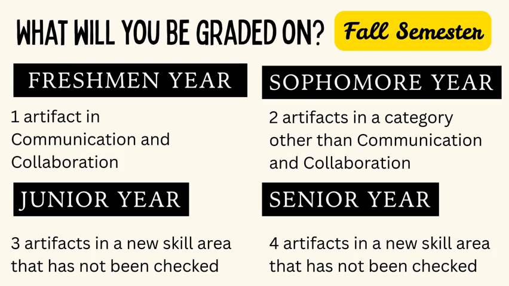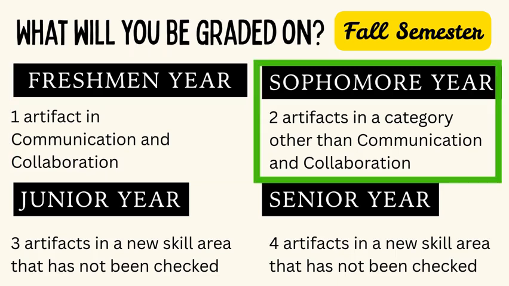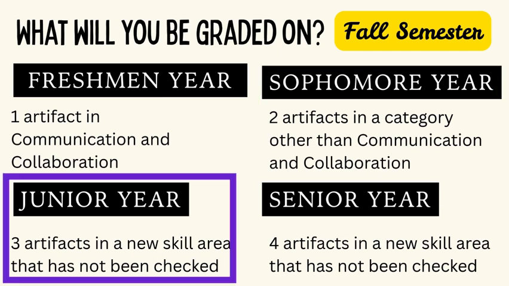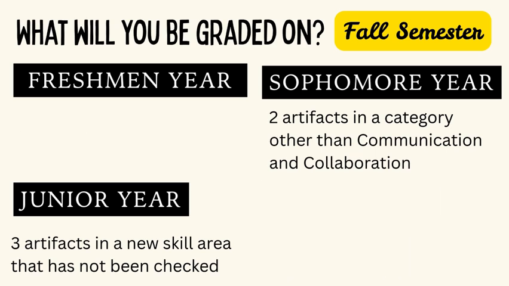So what will you be graded on in the fall semester? Freshman year, your pass-fail grade for fall advocacy will be to check that you have one artifact in your communication and collaboration folder. In your sophomore year, you should have 2 different artifacts in another folder other than communication and collaboration. Your junior year, you should have 3 artifacts in a new skill area that has not been checked by your advocacy teacher. And your senior year in the fall, 4 artifacts should be found in a different skill area that has not been checked your freshman, sophomore, or junior year.